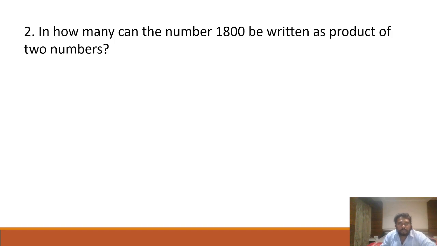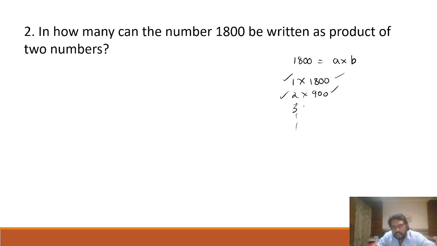Now the next question: in how many ways can the number 1800 be written as a product of two numbers? If it is a very small number, you can write like 1 into 1800, 2 into 900, and check it like this. But if you observe, these 1, 2, 900, 1800, 3 times 600, all these are factors.